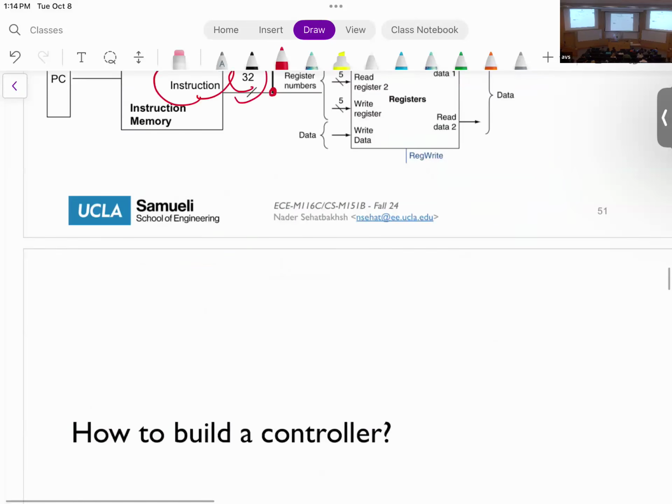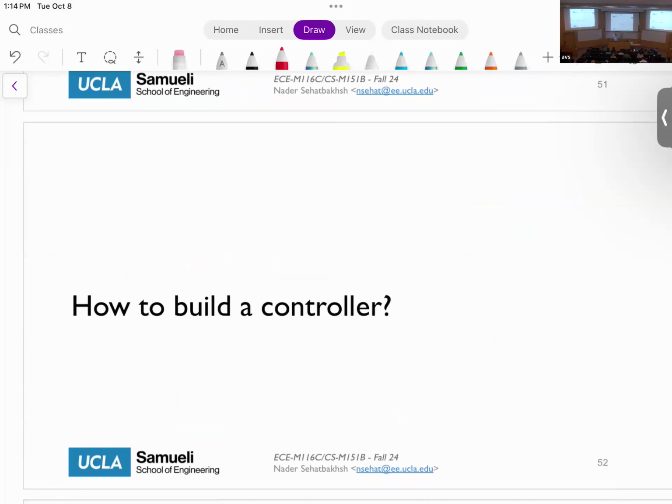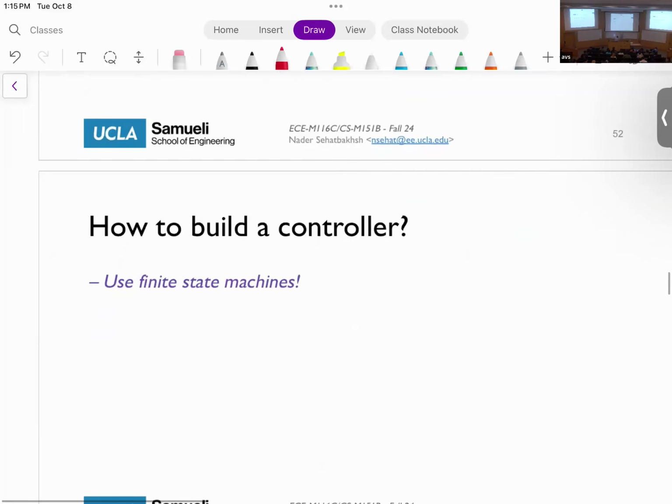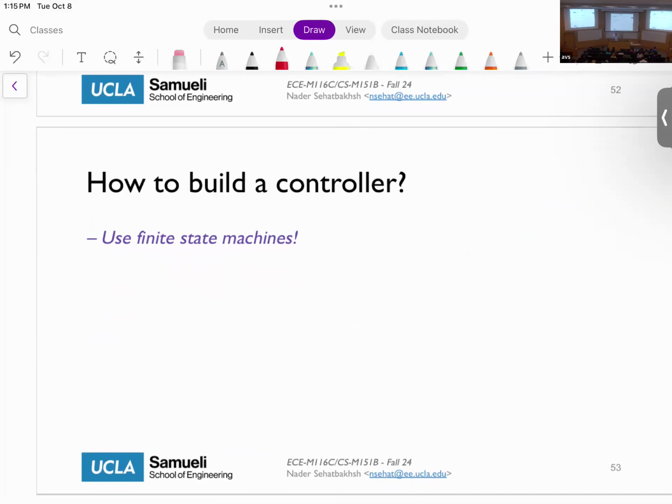How do we build a controller? For example, we have different R-type instructions and I-type instructions and so on and so forth, and each one needs to do different things. What's the best, most logical way of designing a controller for this? You have probably seen this in your past classes. We're going to use something called finite state machines, or FSMs.